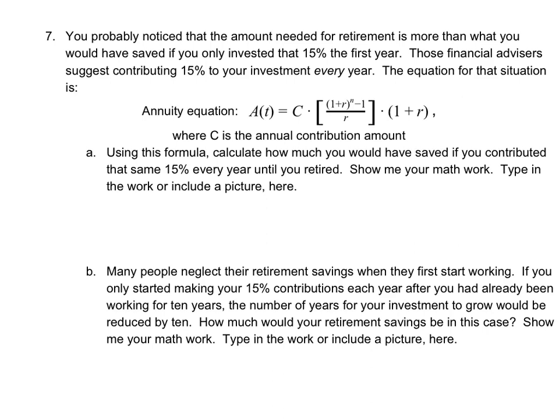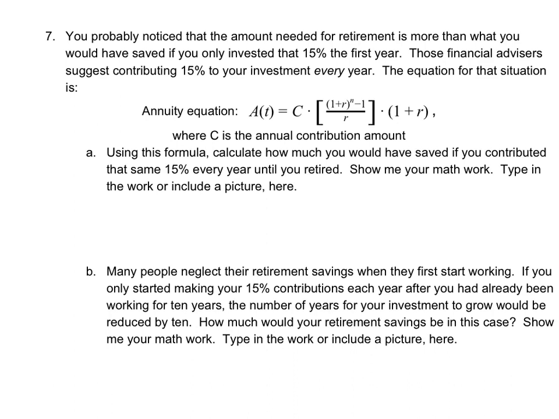All right, so let's read our problem here. You probably noticed that the amount that you needed for retirement when we just solved the last problem is more than what we had saved if we had invested that 15% the first year. That's because those financial advisors suggest contributing that 15% every year. You don't just do it one year and then you're done. You have to keep investing. And the formula that we've been using in class for compounding interest is always geared around just investing once and being done. So we don't do anything more with that particular investment.